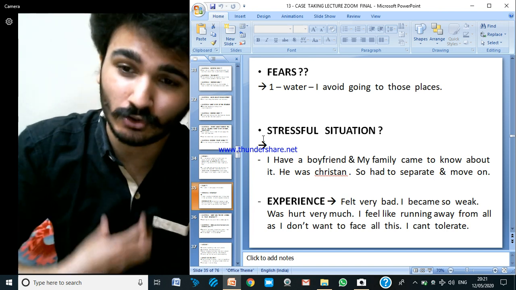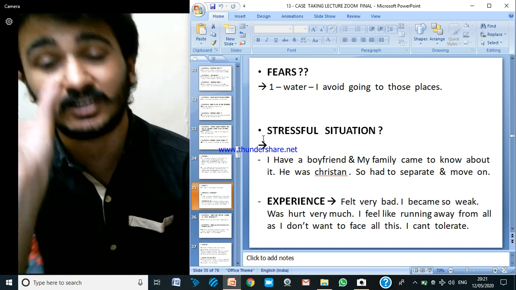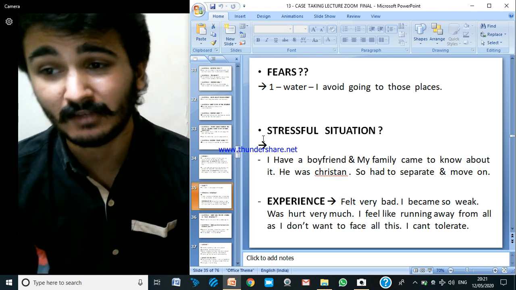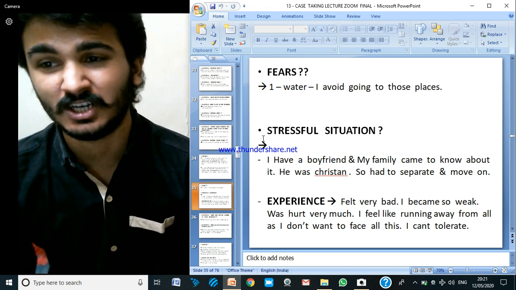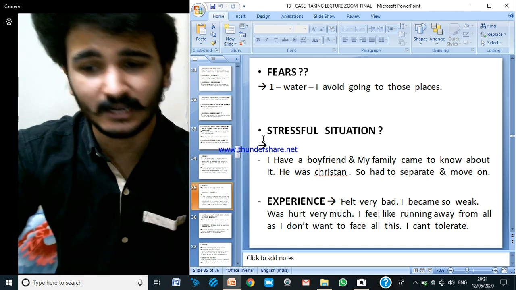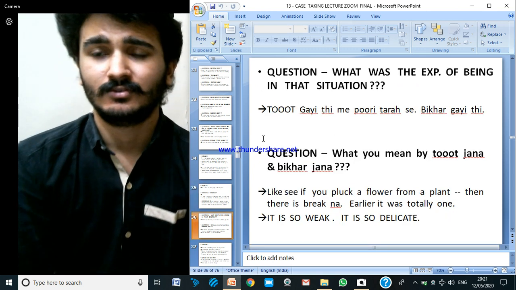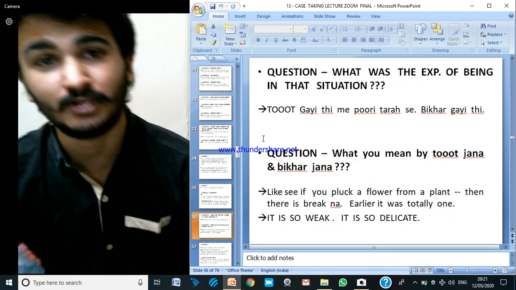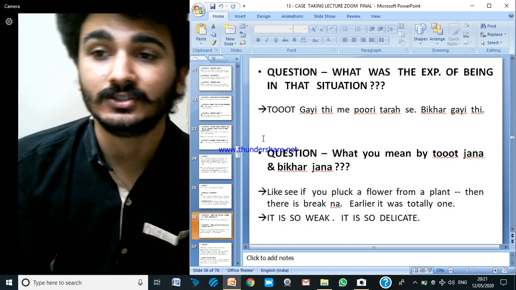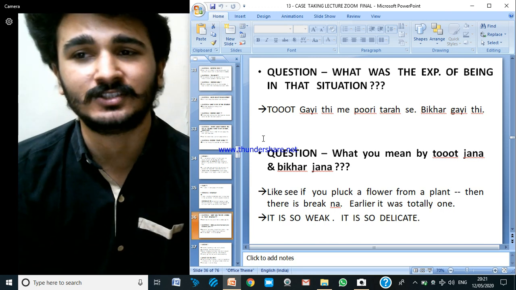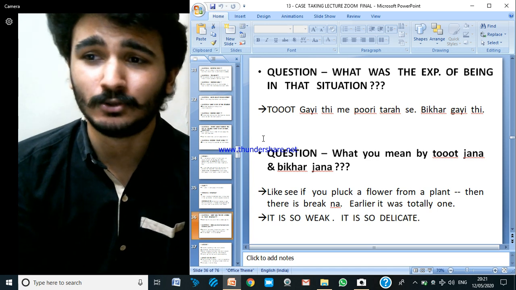This is when you will get to know the core issue, the crux. She says, I feel very bad, became so weak, was hurt, as if I wanted to run away from everything. So what was the experience to be in that situation? "टूट गई थी मैं पूरी तरह से, बिखर गई थी पूरी तरह से." So I asked, what do you mean by toot jana, bikhar jana?